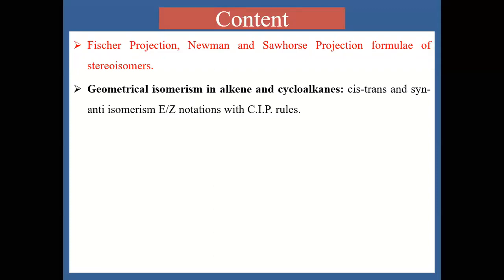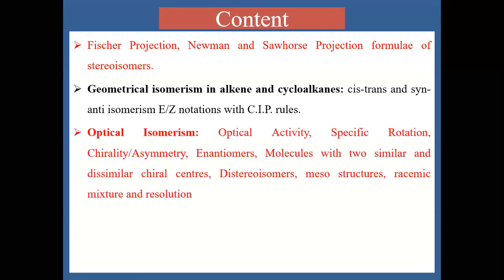Number 2 is geometrical isomerism in alkene and cycloalkanes. Cis-trans and syn-anti isomerism is a notation with CIP rules. So this is our second topic which we are going to cover. Then we have optical isomerism.